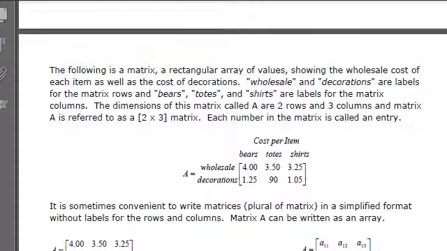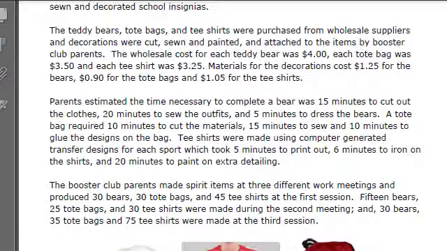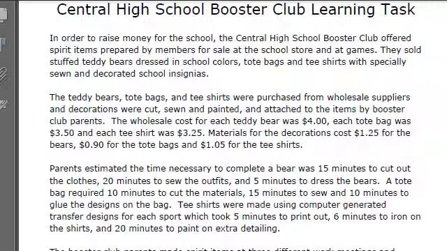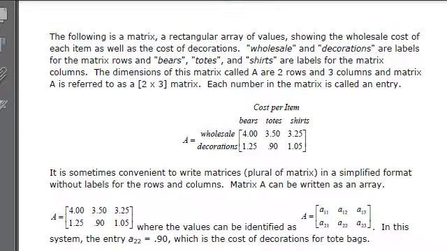But let's first talk about A here on the top of the second page. Notice A has a letter that would identify the matrix as matrix A, but then the first row, these numbers across, are the wholesale prices for bears, totes, and t-shirts. Now again, this comes from this paragraph here. The second paragraph gives you the information for matrix A. Now the second row of numbers are your decorations. The decorations being $1.25 for the bear, 90 cents for the tote, t-shirts being $1.05.